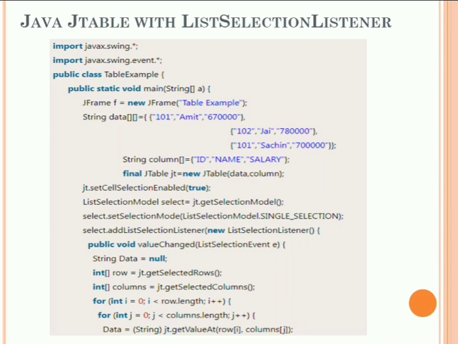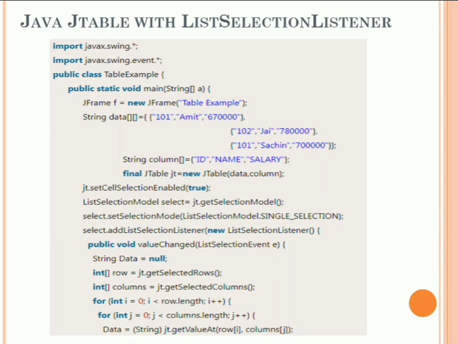import javax.swing, import javax.swing.event, public class TableExample, public static void main, JFrame f is equal to new JFrame TableExample, String data: 101 Amit 67000, 102 Jay, then 101 Sachin. These are the three names we have seen. Same example we are seeing here again, only how to select that particular data or particular row or column. String column: ID, name and salary as we have seen before.